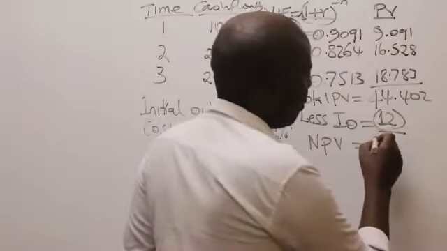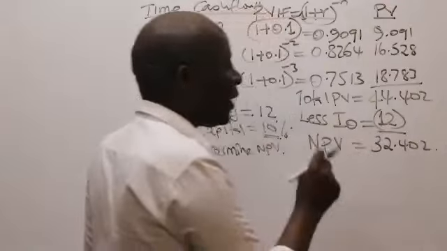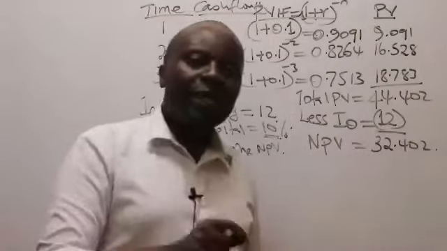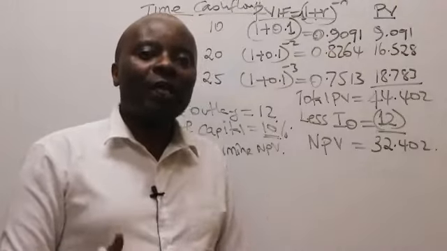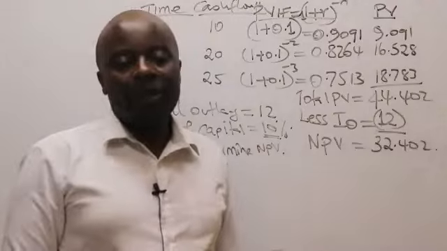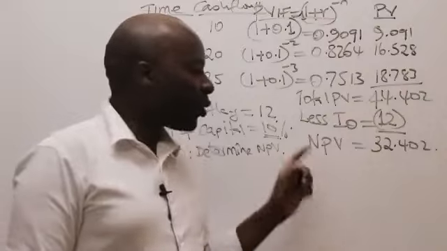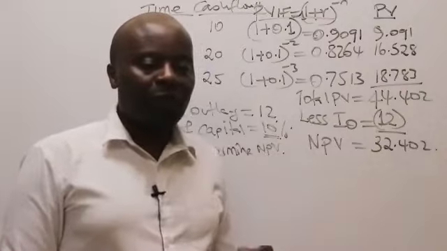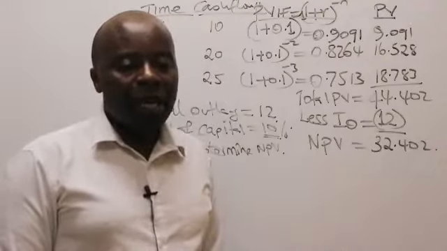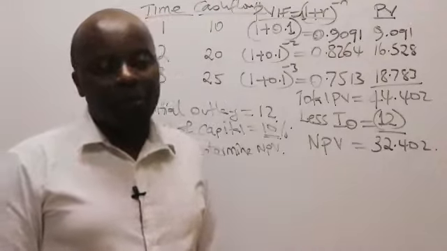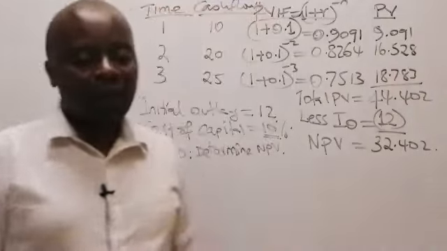32.402. Now, ladies and gentlemen, anytime you have a positive net present value, this automatically is a valuable project, a project that will be able to create value for the owners of the company. So then this project is so good. So you simply say that because the project has a positive net present value, then automatically the project is viable. Are we together up to there?